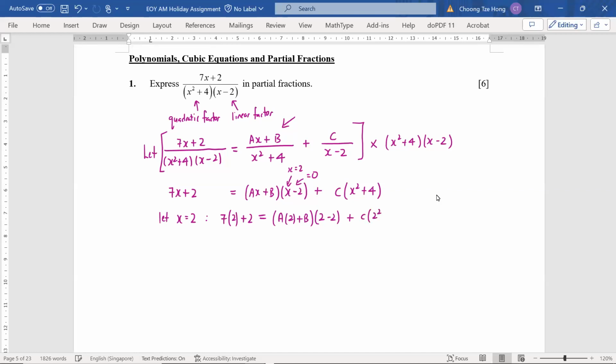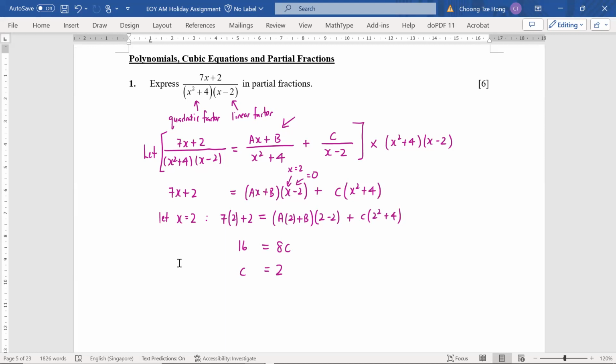Okay, so over here you have plus 4. So on the left side, you have 14 plus 2, you have 16. This whole term is 0. So over here, we will have 8c. Okay, then we can calculate c to be 2. Okay, so we have found c already.